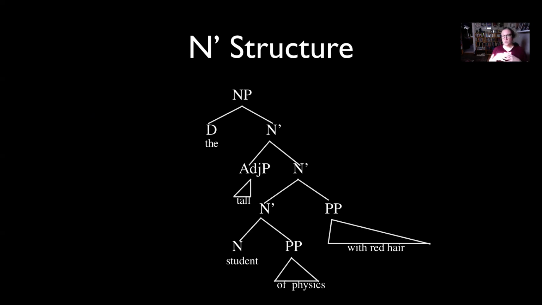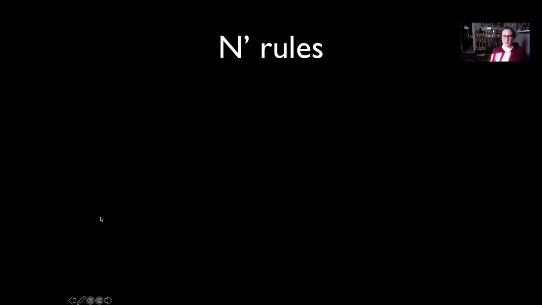So what we do to try to tease out the different constituents in this large constituent is N-bar structure or X-bar structure. X-bar is the abstracted version. N-bar structure adds a level in between these different constituent phrases to help tease them apart. Let's look at that again.